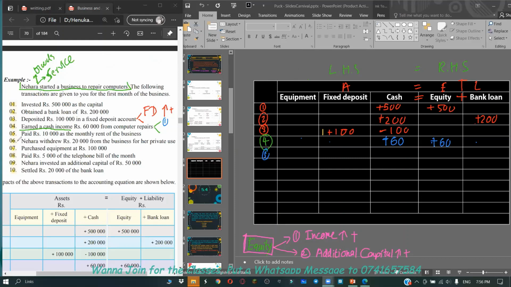Number 5th one. Fifth transaction. Paid 10,000 as the monthly rent to the business. So monthly rent to the business. Rent is an expense, right? So equity increases as well, but there are two reasons for decreasing equity as well.